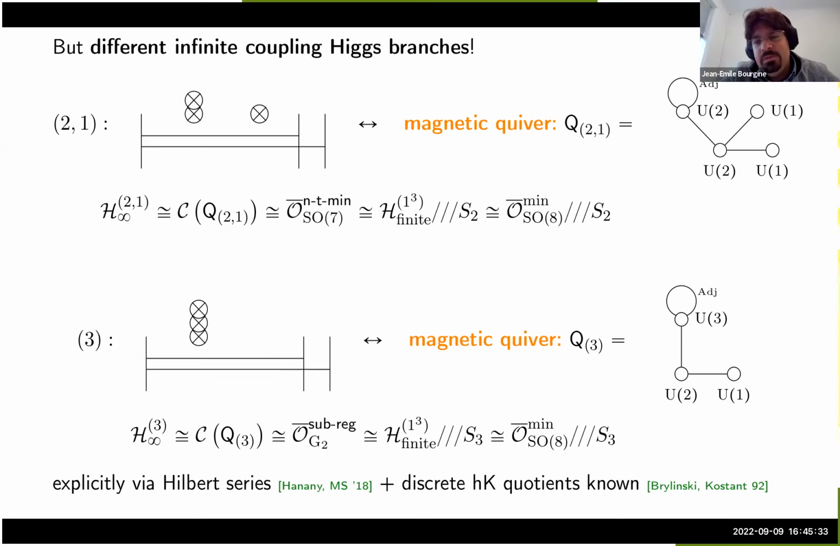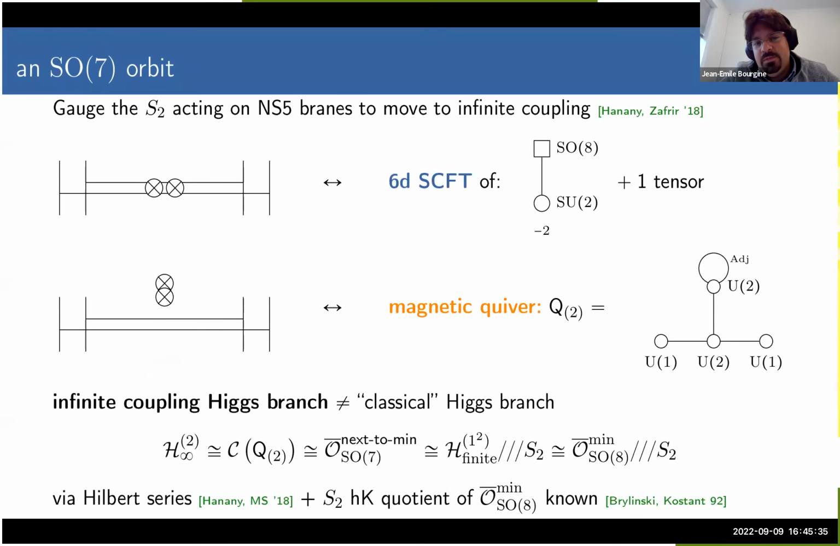Yeah. So if you, for instance, go to this one, this one is quite a famous thing, because what is famous about it is that on the tensor branch you would see an SO8, but then on the fixed point you see an SO7 global symmetry.